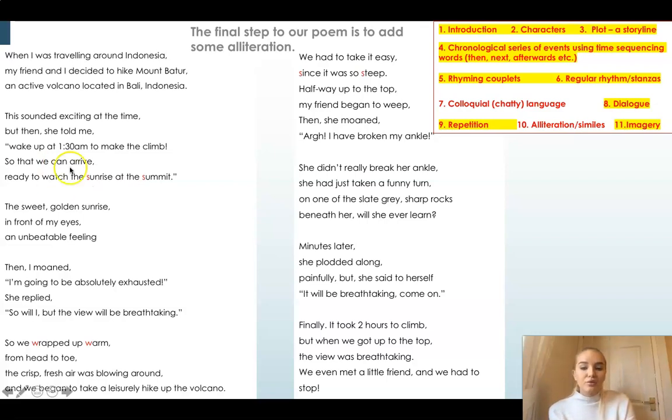So here, ready to watch the sunrise at the summit. So we wrapped up warm. Since it was so steep, the slate grey, sharp rocks. So some of you, when you are adding in alliteration, Year 4, you will realise that you probably might not have to add in too much. Sometimes we add it without even meaning to.